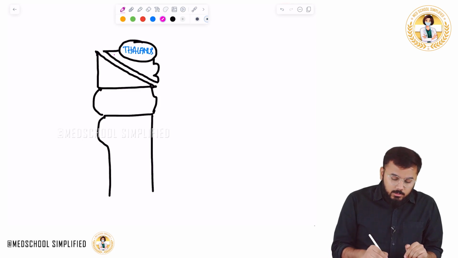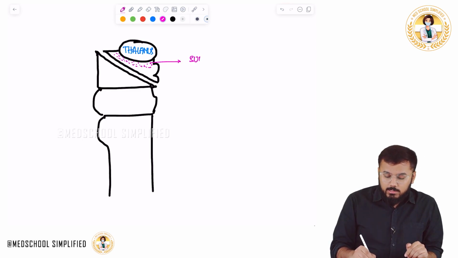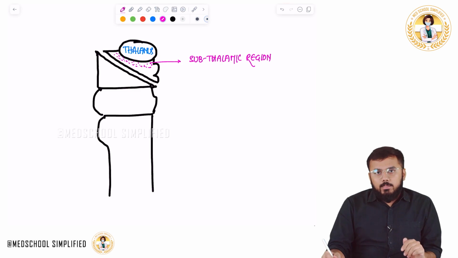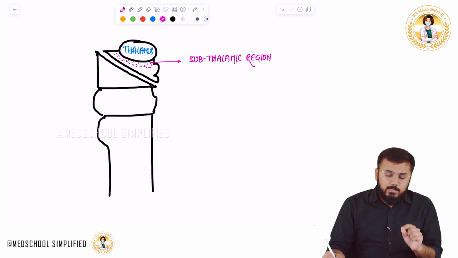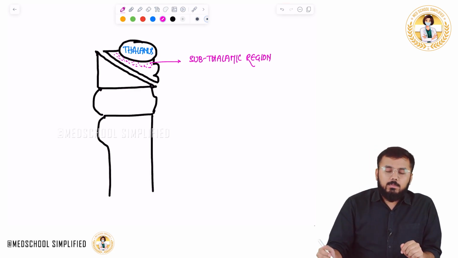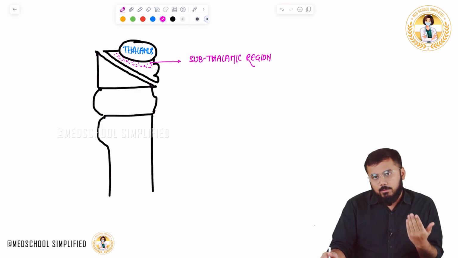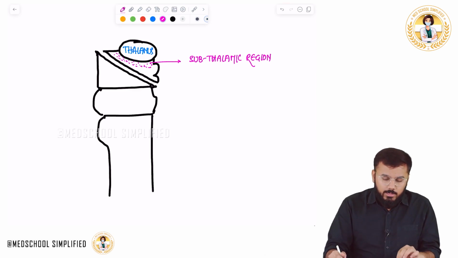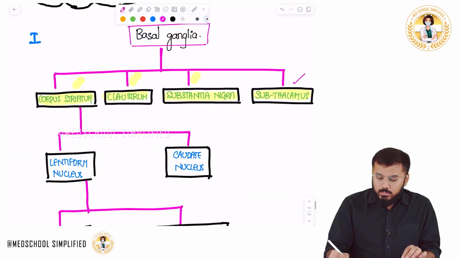Now, beneath your thalamus, you see this area which I am highlighting like this. This area which is located beneath the thalamus is called as subthalamic region. Why is it called as subthalamic region? One, it is located beneath the thalamus. Second important thing is this subthalamic region is having nuclei, and these nuclei are called as subthalamic nuclei. So one subthalamic nucleus we have got on the right side and another on the left side. Okay. So this is what is called as your subthalamus. Clear? Right. So you already know now what is subthalamus.